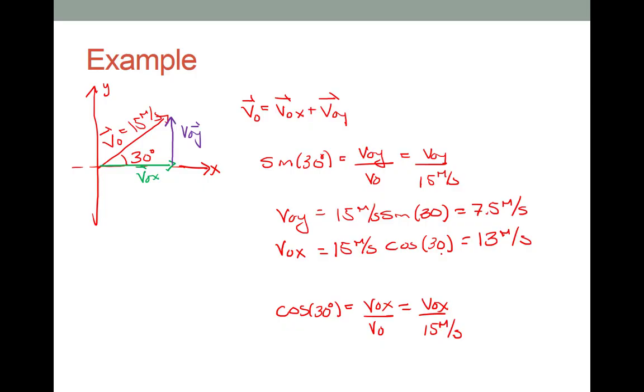Now, watch out. We have this statement up here that says V naught is the sum of V naught x plus V naught y. But notice it's a vector statement. If I take V naught x plus V naught y, 13 plus 7.5, I end up with 20.5. 20.5 does not equal 15. And the reason that doesn't work is that just adding the two components together, 13 plus 7.5, is ignoring the directionality associated with them. It's ignoring the fact that this forms a triangle. If this were a straight line, it would work just fine, but it's not a straight line.